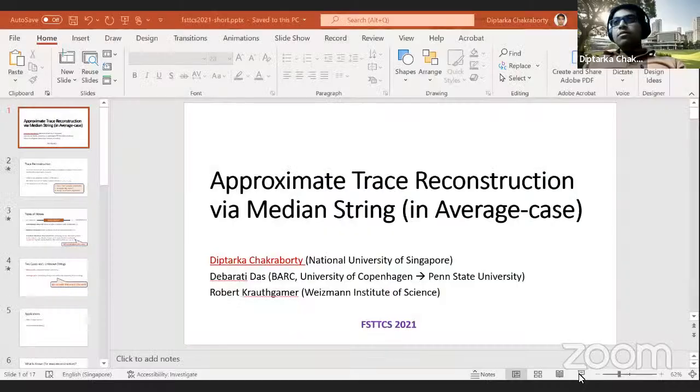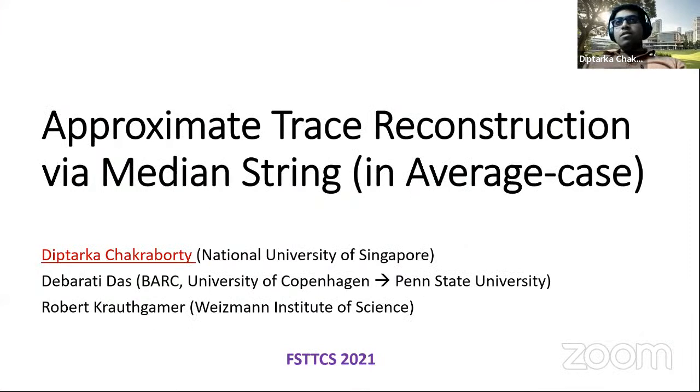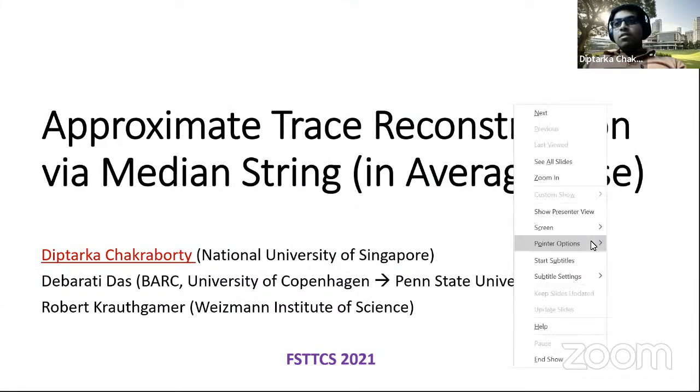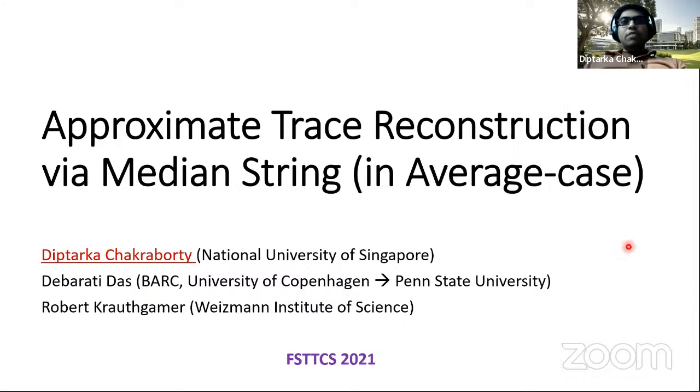Yeah, hi. So let me share my screen. I hope you can now see my screen, right? Yes, I can see it. Okay. So the next talk is Approximate Trace Reconstruction via Median String. This is joint work with Devarati Das and Robi Krautkammer.